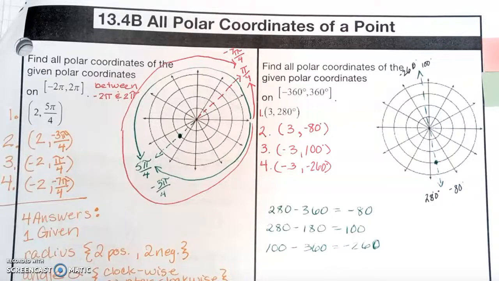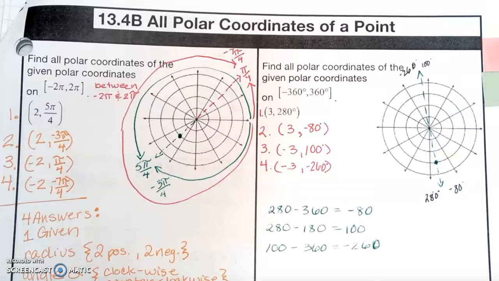All right, so section 13.4b is titled All Polar Coordinates of a Point. And so what they want us to do is look at one given point and then determine the other three, which ends up being a total of 4 points that give the same coordinates, that will end up with the same ending spot, okay? And if you have your unit circle, that's helpful, obviously.